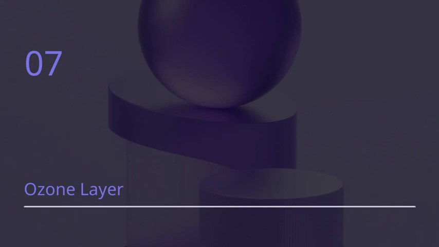Without this layer, we'd be exposed to dangerous UV rays that can cause skin cancer, cataracts, and harm to marine and plant life. Over the years, human activities, especially the use of certain chemicals like chlorofluorocarbons or CFCs, have damaged this delicate layer. This damage leads to the thinning of the ozone layer, most famously seen in the ozone hole over Antarctica. Recognizing the importance of the ozone layer has led to international efforts, like the Montreal Protocol, to reduce the substances that harm it.